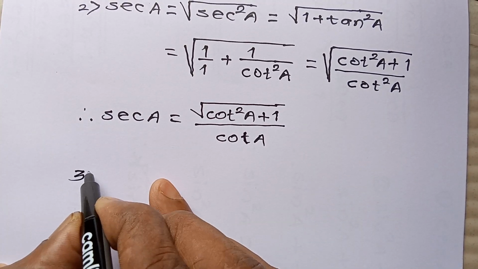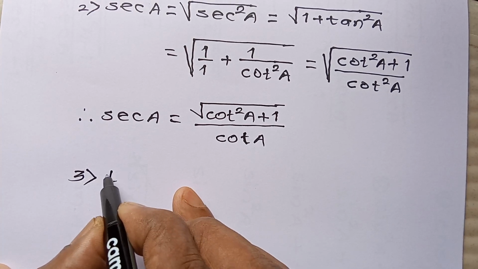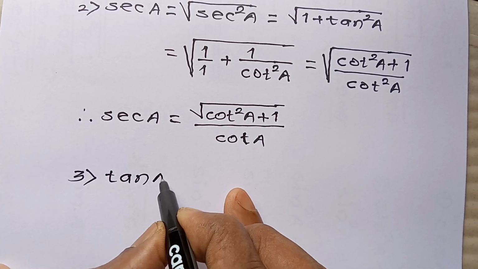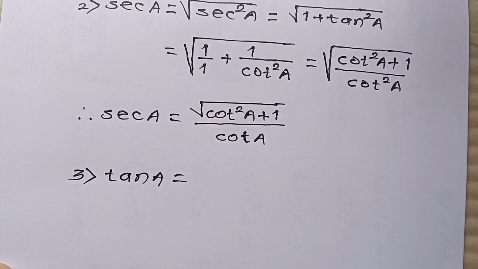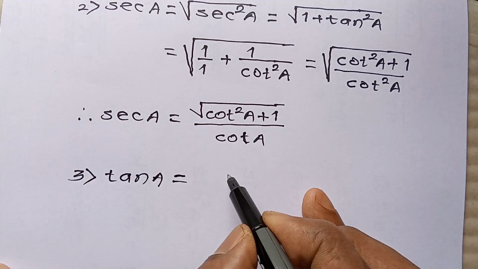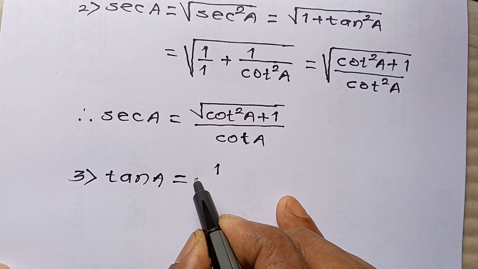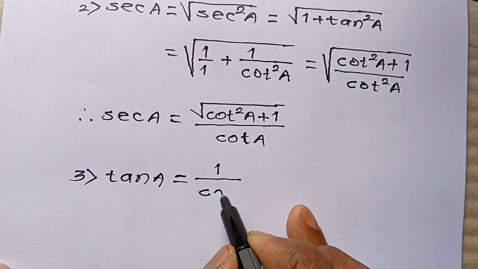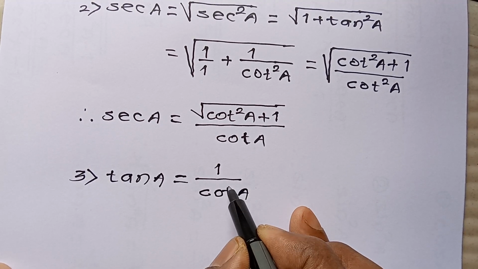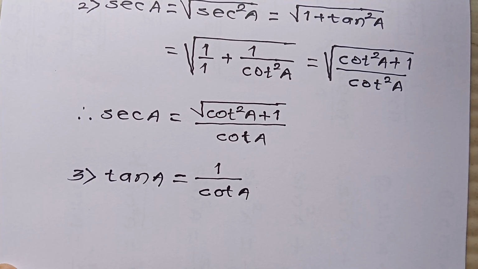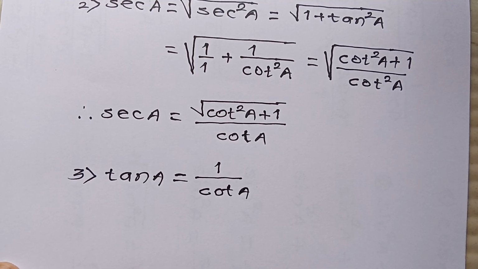Now the third one, that is we reduce this tan A into cot A. Now we know that the formula for tan A is equal to 1 upon cot A. This is the formula for tan A. This way we reduce sin A, sec A and tan A in terms of cot A.